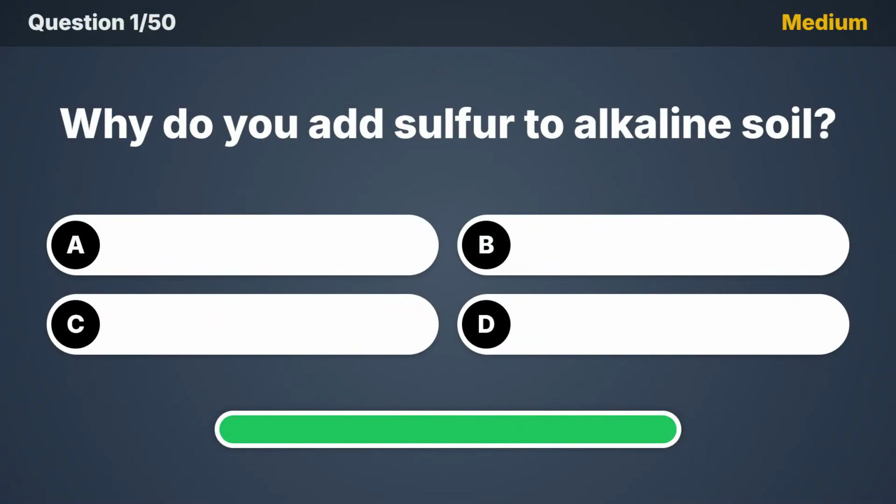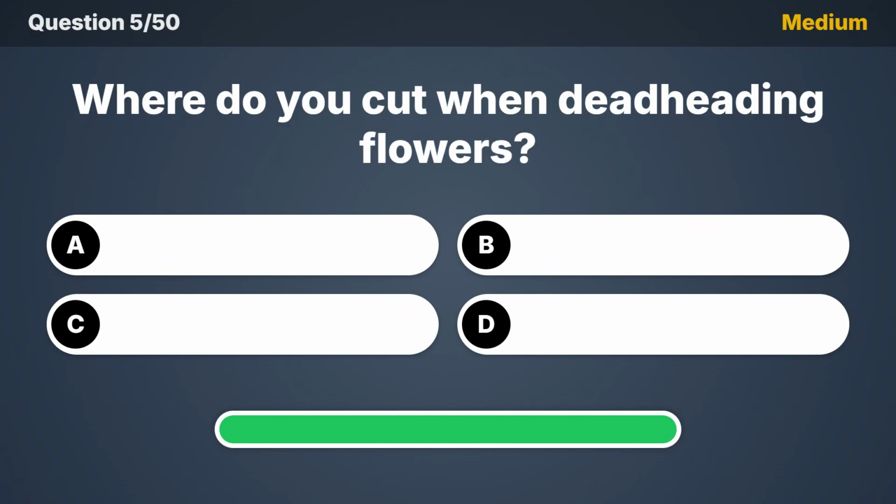Why do you add sulfur to alkaline soil? Heading flowers.